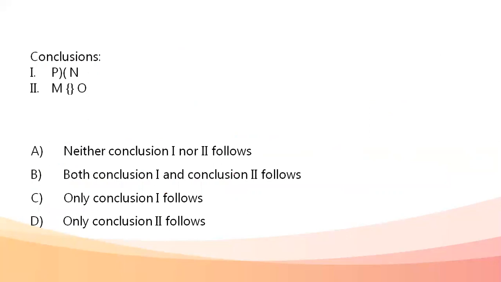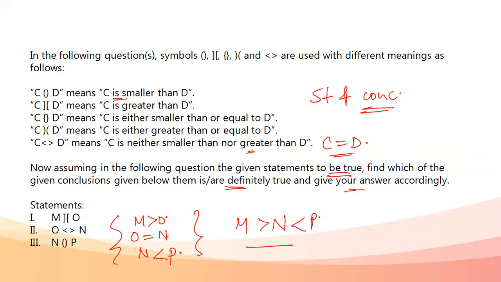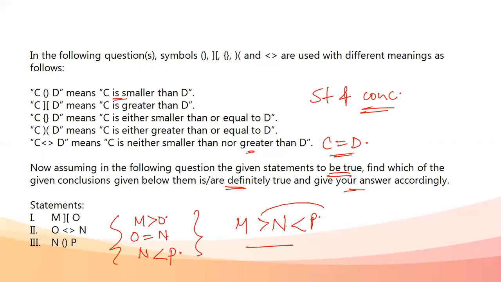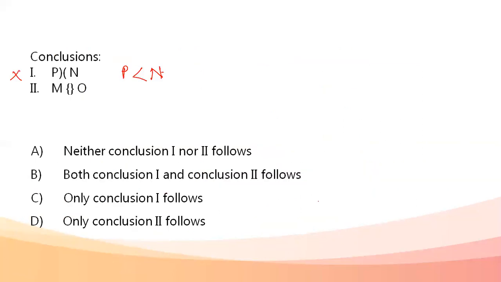Now, conclusion is also given to me in forms of symbols. So let's go for the symbols. P and open bracket N. Open bracket means P is neither greater than nor equal to, that means it is less than. So this becomes P less than N. Neither greater than nor equal to means it is going to be less. So P less than N. This is totally false because right now only we have seen that P is greater than N. So first statement becomes false. First is not going to be my answer.